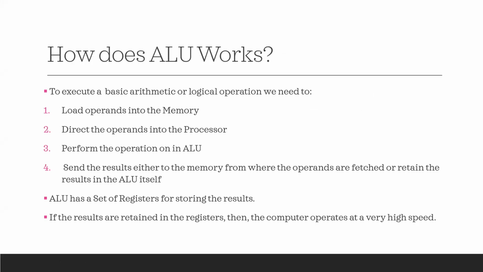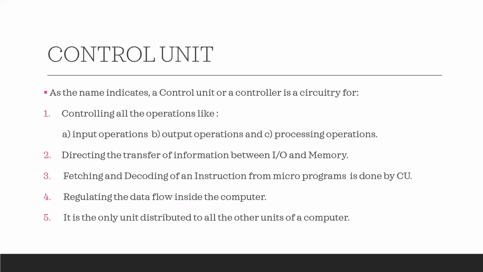To execute a basic arithmetic or logical operation, first of all, we need to load the operands into the memory. The processor then directs the operands into the ALU. Operations are performed on the ALU and the results are either sent to the memory from where the operands were fetched, or the results are retained in the ALU itself. The ALU has a set of registers for storing the results. If the results are retained in the registers, then the computer operates at a very high speed.